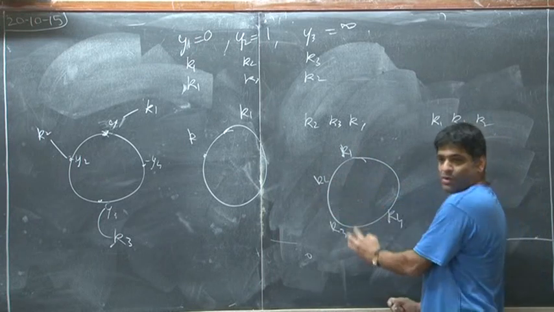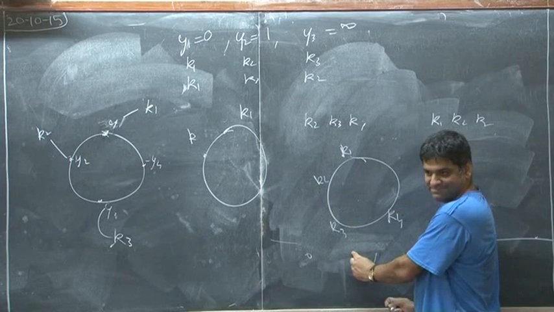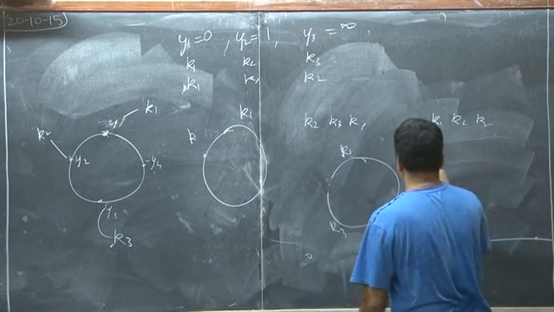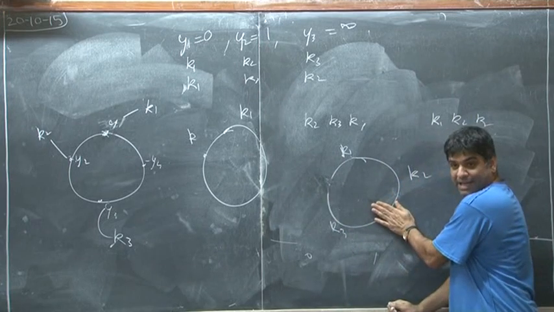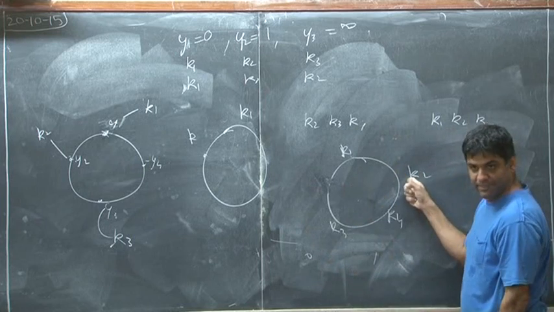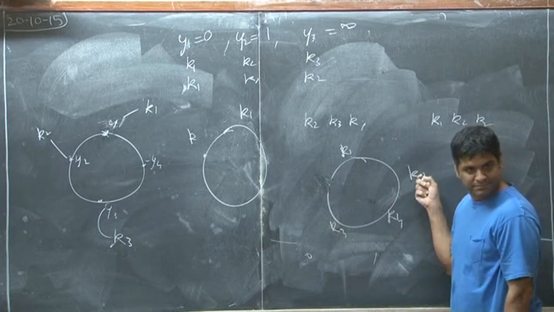So if it's this ordering, I'll fix this guy to 0, this guy to 1, and this guy to infinity. If on the other hand you have the other ordering, I'm not worrying about K4 because I'll sum over all possible positions. Then I'll fix this guy to 0, this guy to 1, and this guy to infinity. Is it clear?